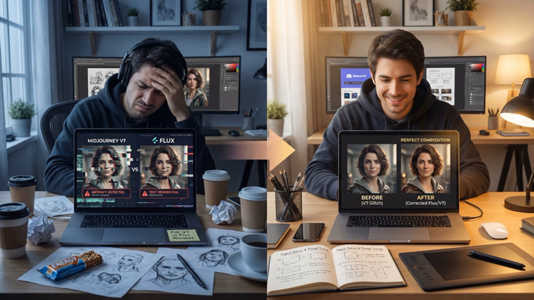Yes. When moving from V7 to Flux, strip out those fluff words. Just keep it literal. For example, instead of saying a masterpiece of a red 1969 Ford Mustang, you should say a red 1969 Ford Mustang side view sunset lighting. That's a super practical tip.